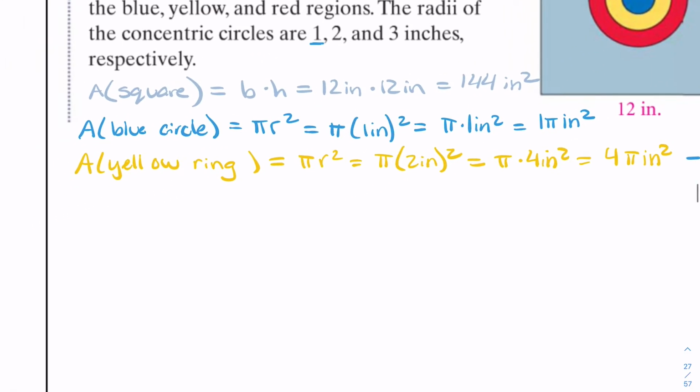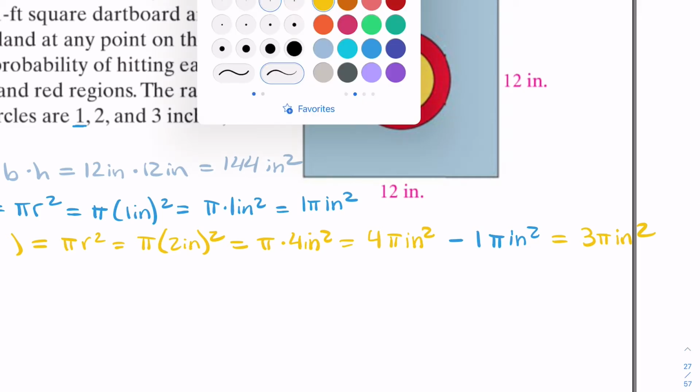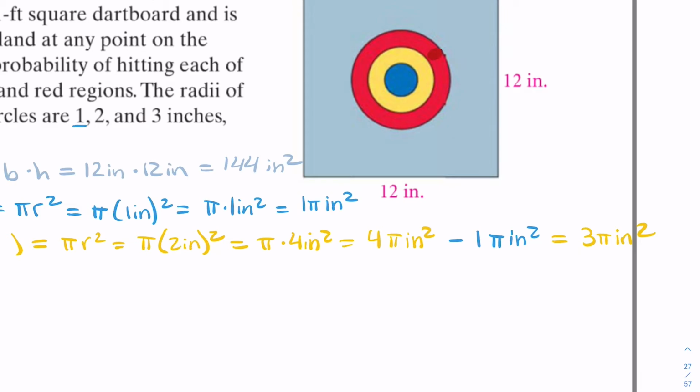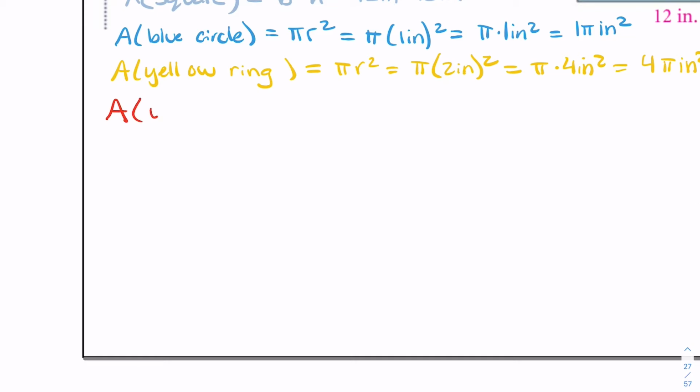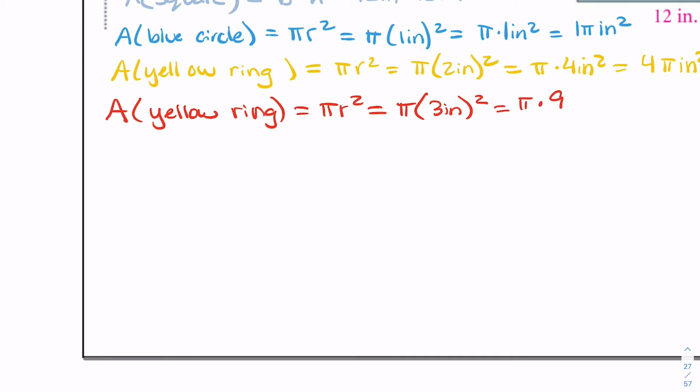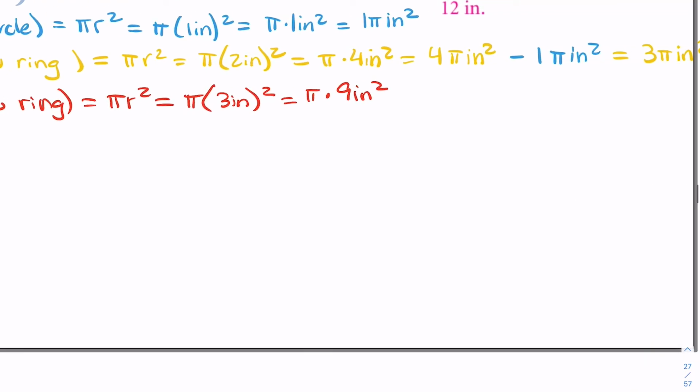Okay, so the area of the red ring, let's find a color that matches that red. What do we think about that color? That's maybe a little bit too dark. It's not perfect. Let's say the area of the red ring is going to be pi r squared. So we get pi times 3 inches squared equals pi times 9 inches squared. We're squaring the 3, squaring the inches. We have 9 pi inches squared.